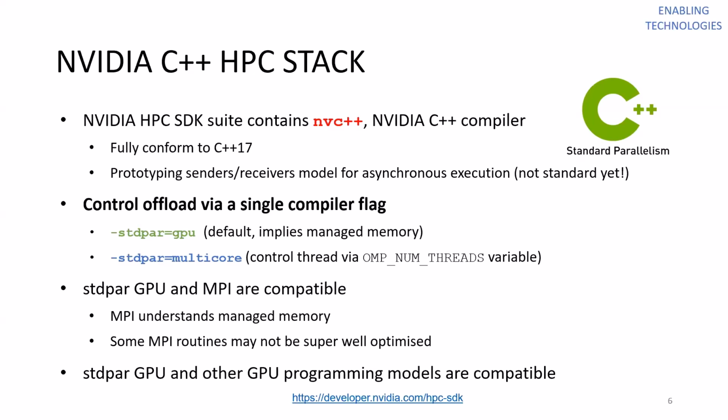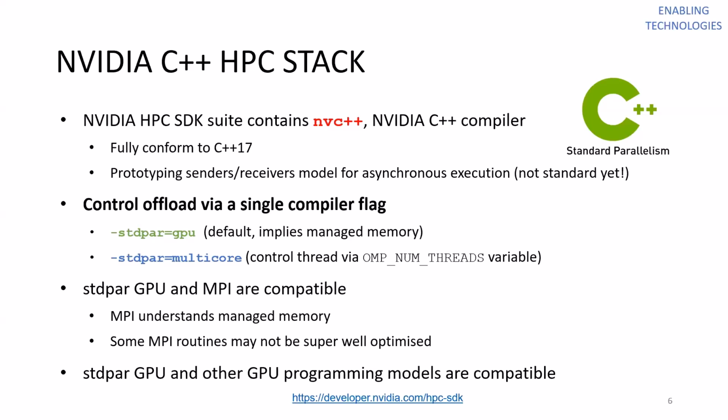A compiler that is able to do that is the NVC++ compiler, which is part of the HPC SDK toolchain. This compiler is able to generate assembly code for serial execution, but also assembly code that can be offloaded on a GPU by adding the compiler flag -stdpar=gpu. It is also able to compile the code for multi-threaded execution, by adding -stdpar=multicore. Moreover, this compiler is compatible with MPI, so you can execute code on multiple nodes.